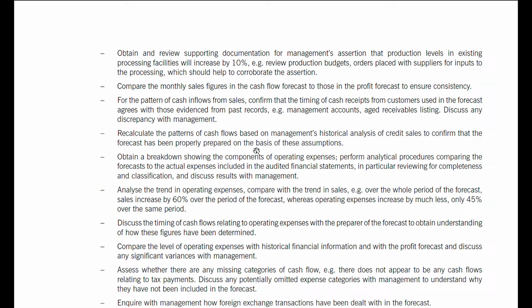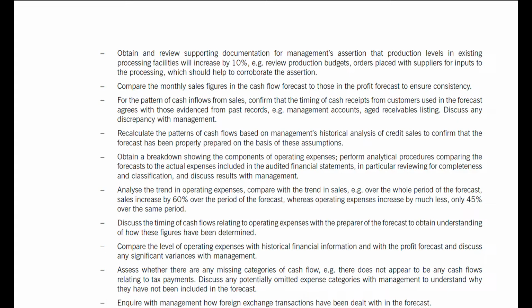Obtain and review supporting documentation for management's assertion that production levels in existing processing facilities will increase by 10%. For example, review production budgets and orders placed with suppliers for inputs to the processing, which should help to corroborate the assertion. Compare the monthly sales figures in the cash flow forecast to those in the profit forecast to ensure consistency.